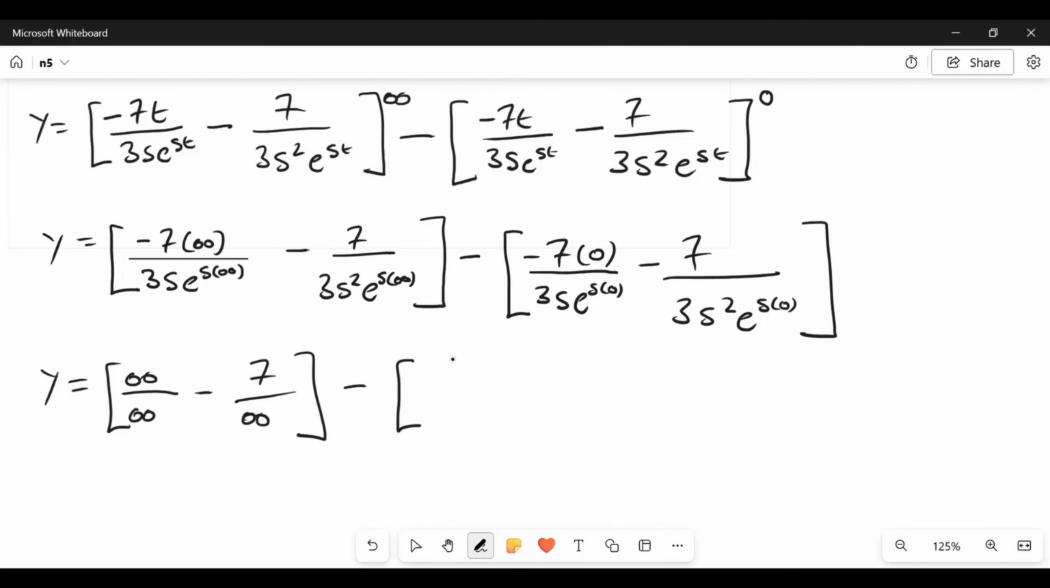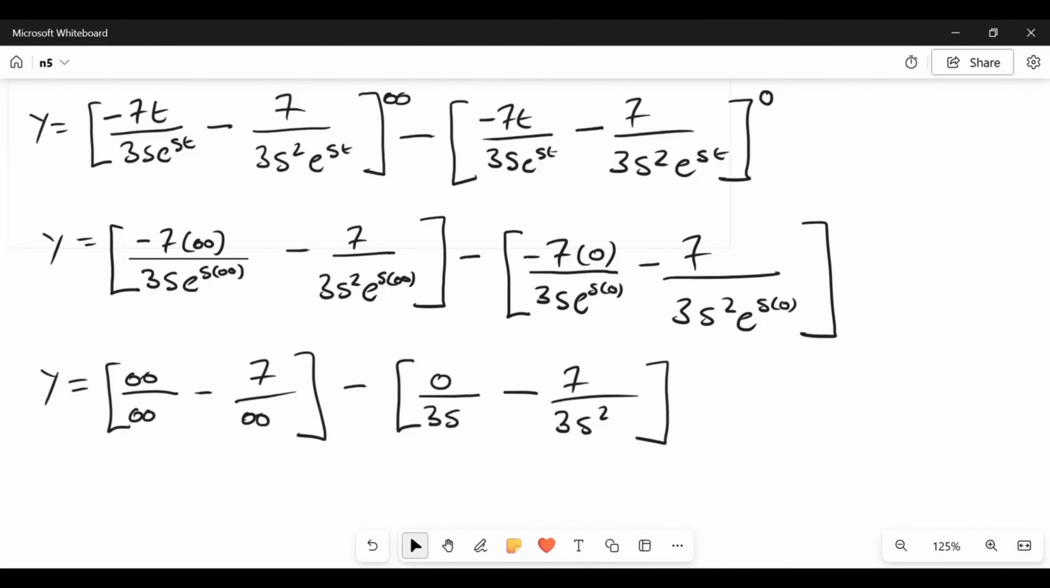And then on this bracket here, you'll be left with 0. Negative 7 multiplied by 0 is 0, divided by 3s, because we have 3s e to the power of s to the power of 0. So e is going to become the power of 0. Anything to the power of 0 is 1. So we multiply by everything, and then minus 7 divided by 3s squared. That's it. Then we close them.